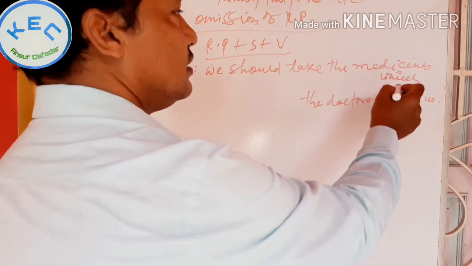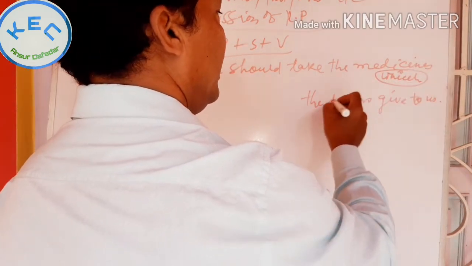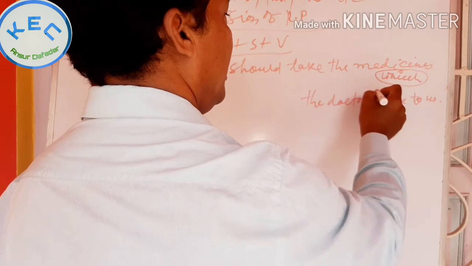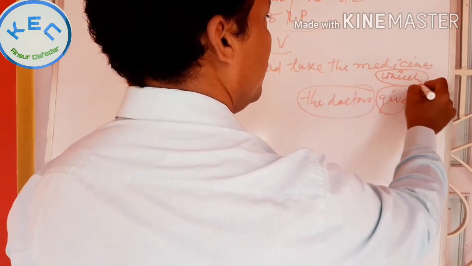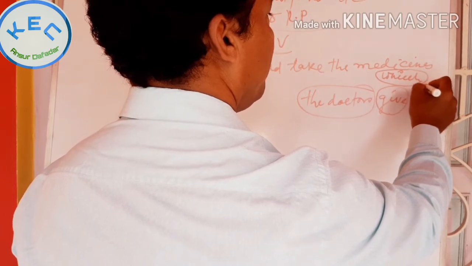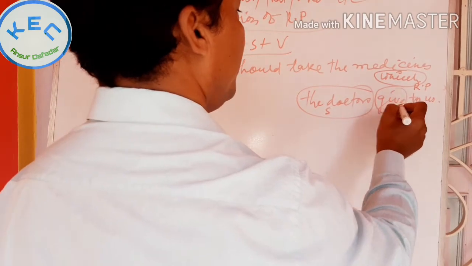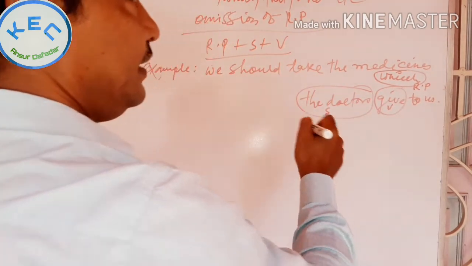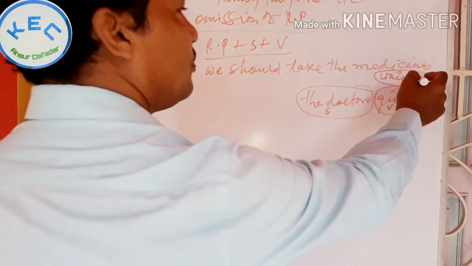In this sentence, this relative pronoun is here, after this the subject, then the verb. RP, subject, verb. And in this case, we may omit this relative pronoun.